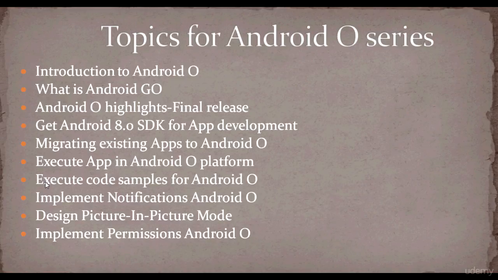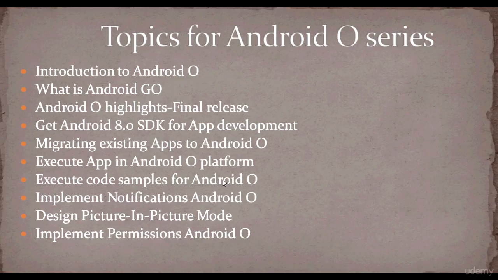How you can execute an app on the Android O platform. We'll be executing our existing check permission app on the Android O platform. We'll execute code samples for Android O. I'll be showing you how you can execute them. There are some code samples provided by Google, how you can get access to those and how you can implement those things in your code. So I'll be discussing those things.